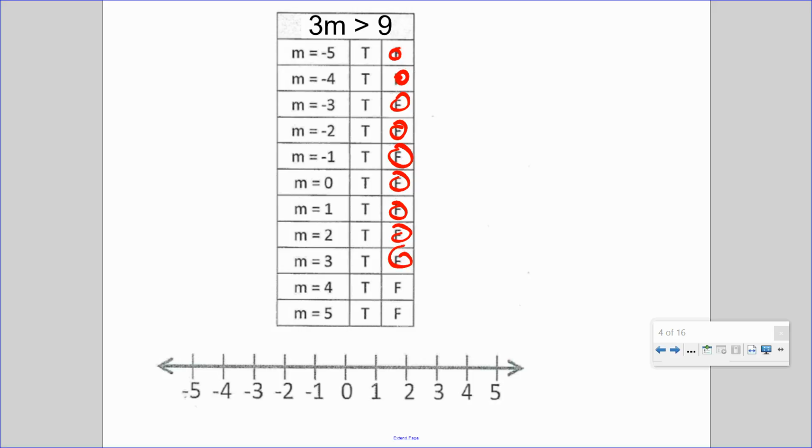3 times 4 is 12. Is that greater than 9? True. 3 times 5 is 15. That's greater than 9. True. So only 4 and 5 I'm able to circle, but the rest all cancel out.